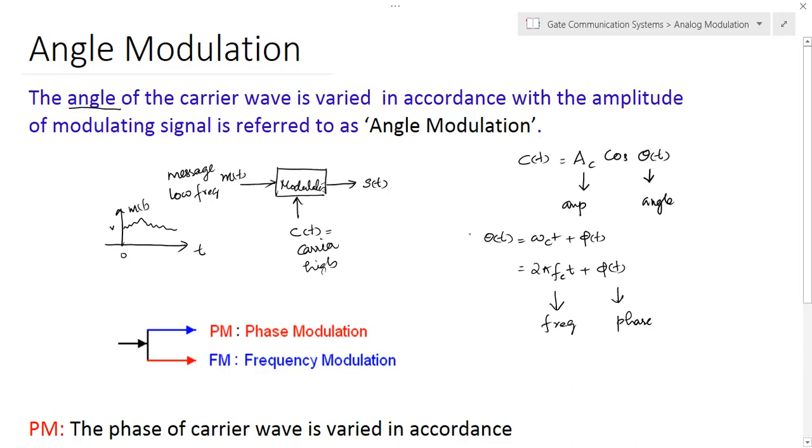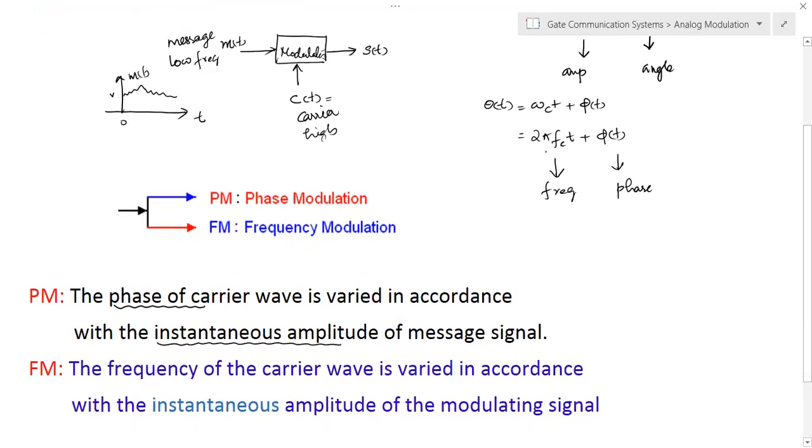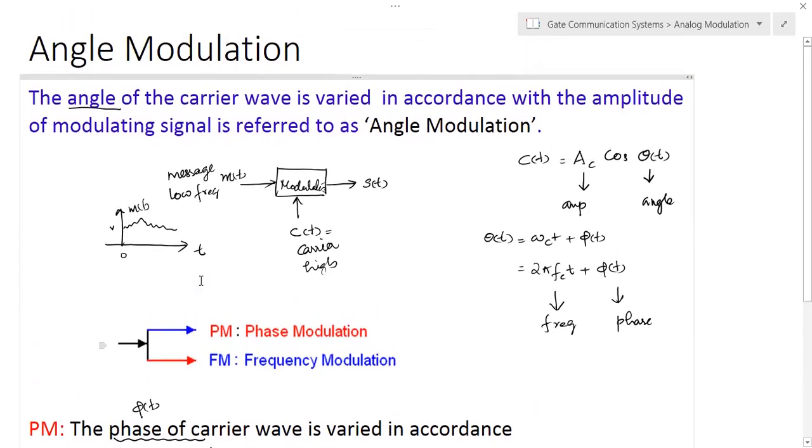So angle modulation, in practice, has two types: phase modulation and frequency modulation. If the phase of the carrier wave, which in this example is phi of t, is varied with respect to the instantaneous amplitude of the message signal, then it is known as phase modulation. And if the frequency of the carrier waveform, that is fc, is varied with respect to the instantaneous amplitude of the message signal m of t, that is known as frequency modulation. This is basically angle modulation and its classification.